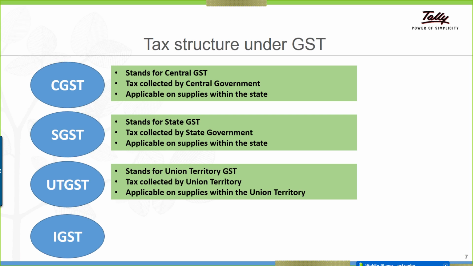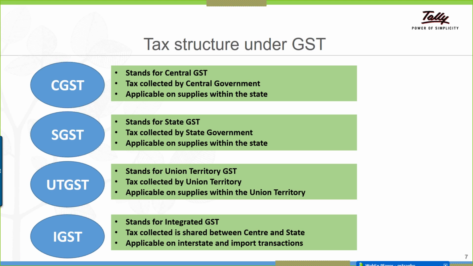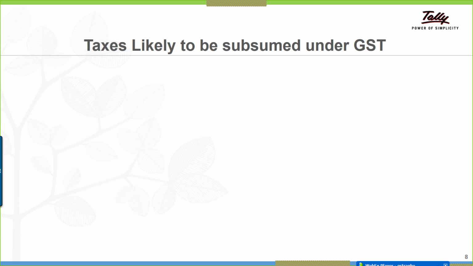And the last one is IGST, which stands for Integrated GST. The tax collected is shared by the state and the central government. It is applicable on interstate and import transactions. Assume that you are selling from Karnataka to Maharashtra. Then IGST has to be charged, where the IGST tax will be divided between state and central. We will discuss all this more when we go to the product, then you will be clear. This is just an introduction to the tax structure under GST.